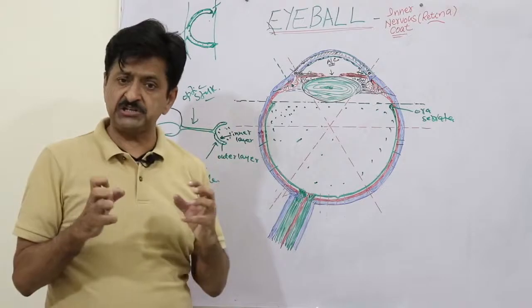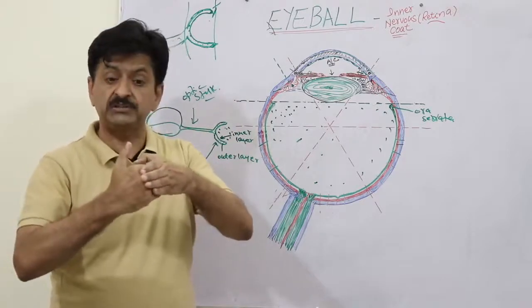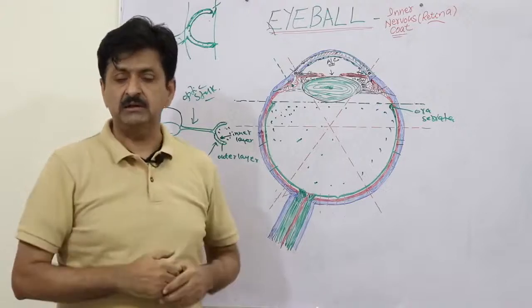When there is vitreous degeneration, the pressure on the two layers will be less, and these two layers will start separating. This is called retinal detachment.